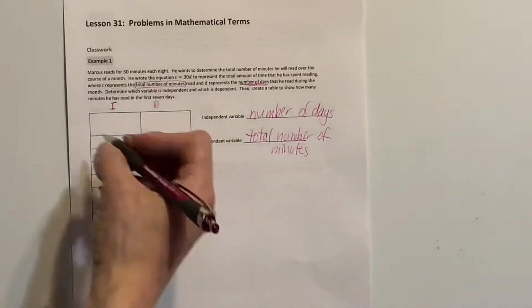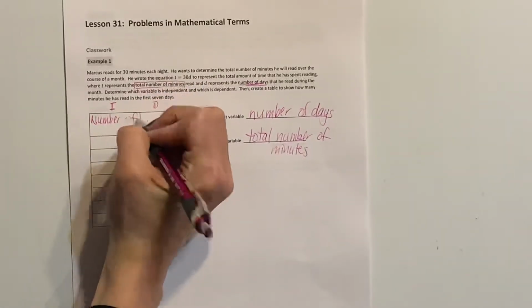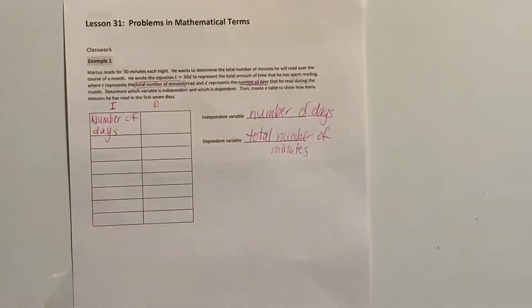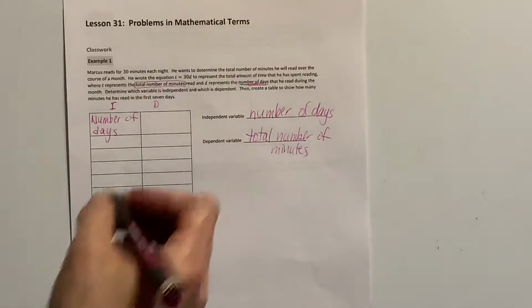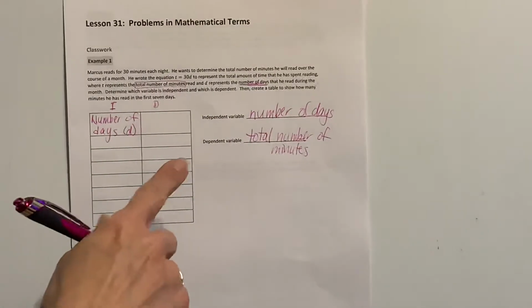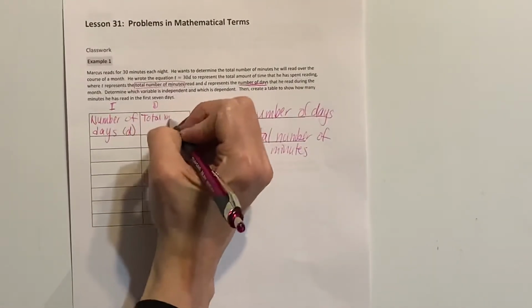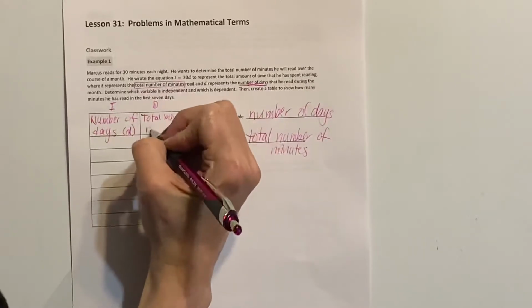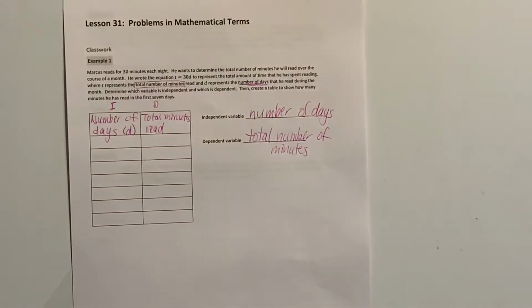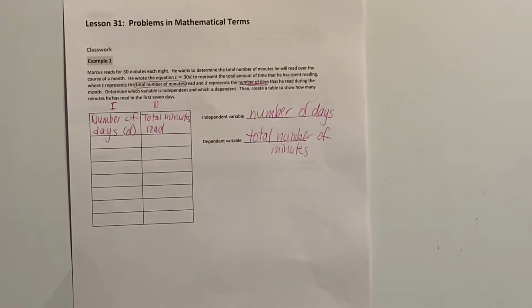Okay, so in the first column here, because we have the independent variable and we know that it goes in the first column, we're going to put number of days, and they wanted the number of days to be represented by D. The dependent variable would be total minutes read. So the total minutes read, we're going to leave it like that for right now.